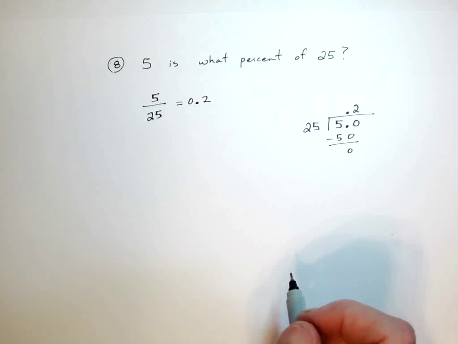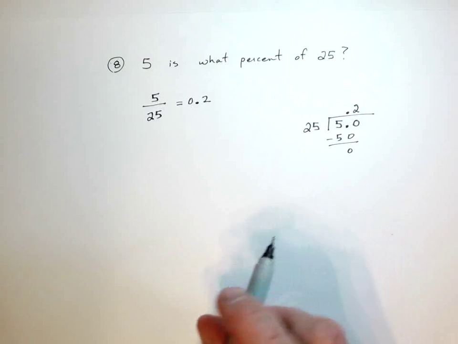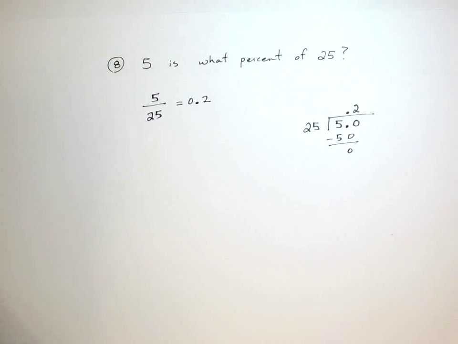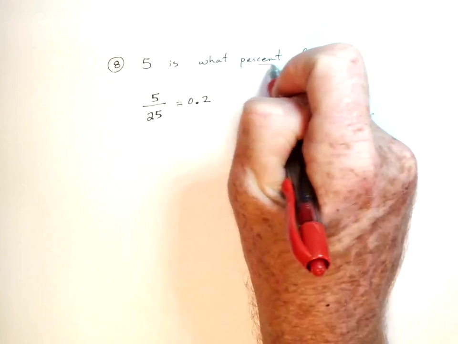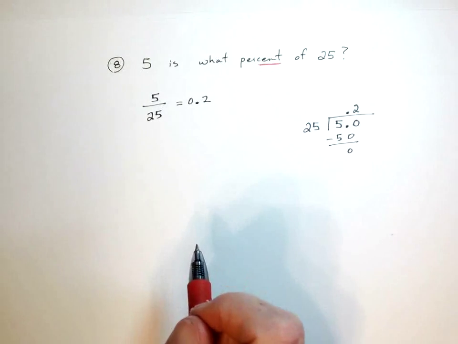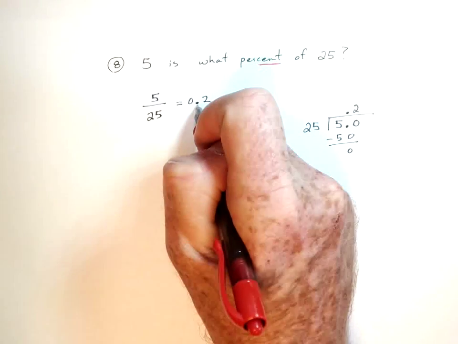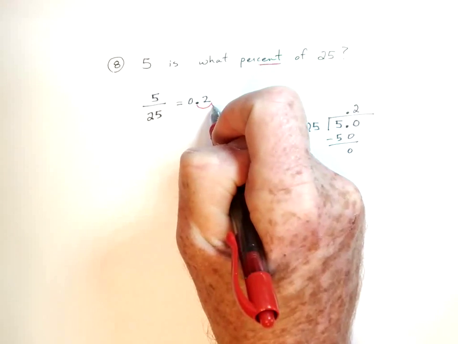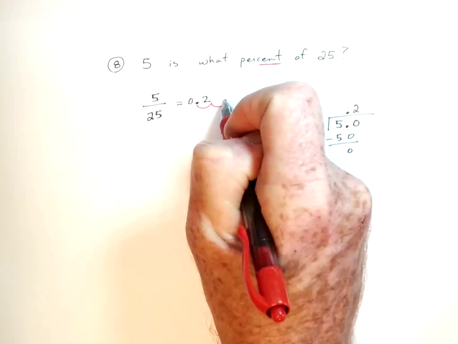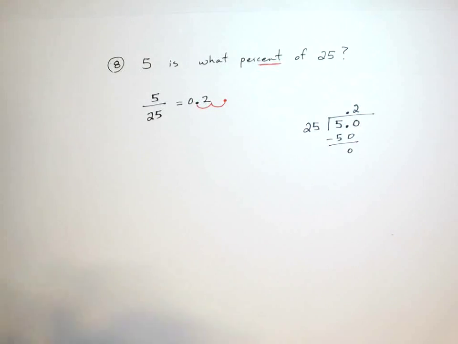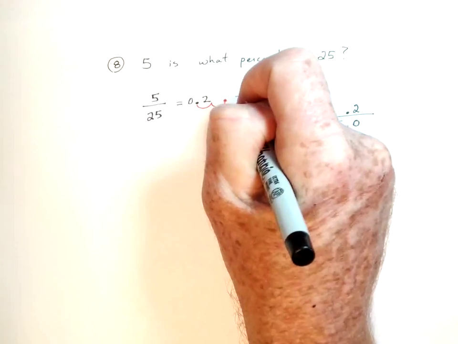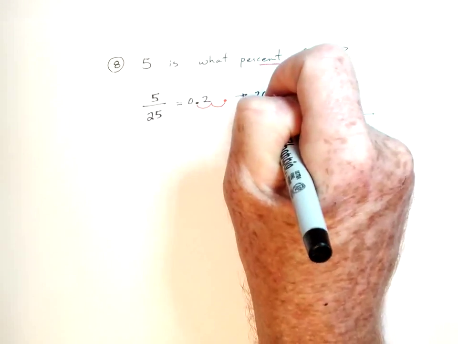Okay, but then that has to be changed to a percent. Since the word cent actually means 100, and 100 means there's 2 decimal places, then move the decimal over by 2 places, and the decimal would go right there when you change it to a percent. So then that means the answer would be 20%.